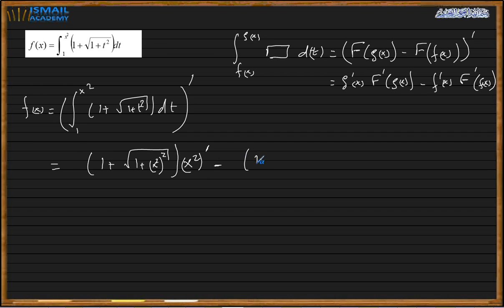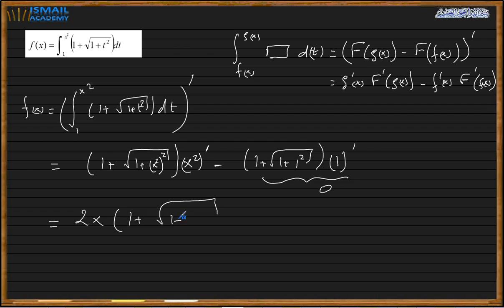So it's going to be the same thing as this. It's going to be 1 plus square root of 1 plus 1 squared, times 1 prime. As you see, 1 prime is a constant, so this will become 0. This is why we don't worry about the 0 here. So it's going to be just 2x times 1 plus square root of 1 plus x to the 4. And this will be the derivative of that expression.